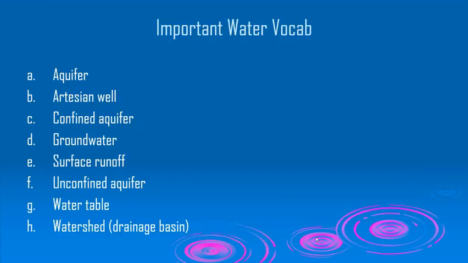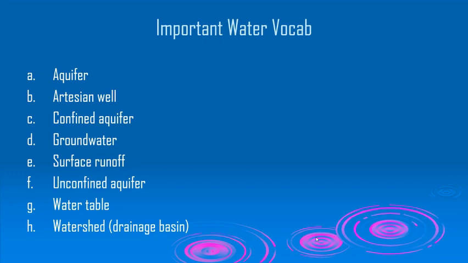So other water vocabulary that you should know, and some of these we're going to come back to later as well. We're going to do a whole activity on aquifers. So you should know what an aquifer is. That contains groundwater. Artesian wells are where water comes out under pressure. Confined aquifers are where aquifers are between layers of clay.